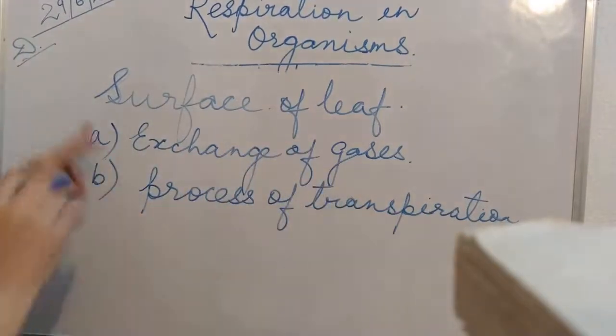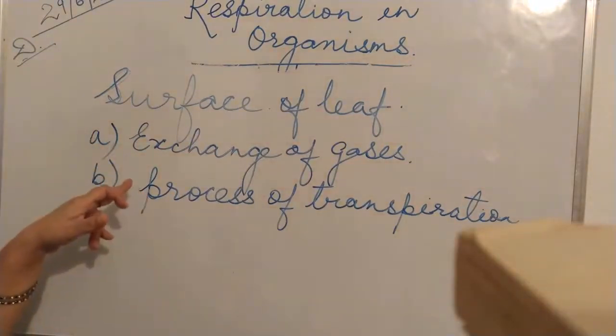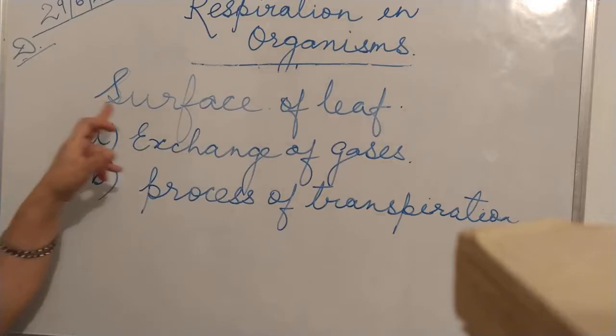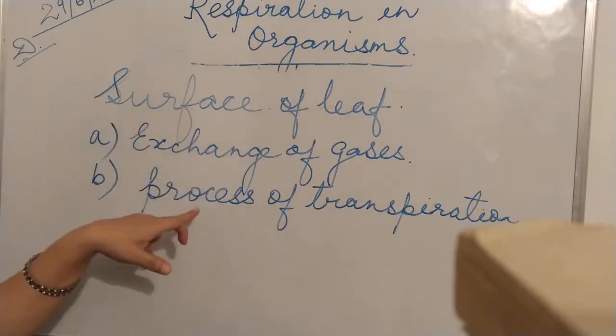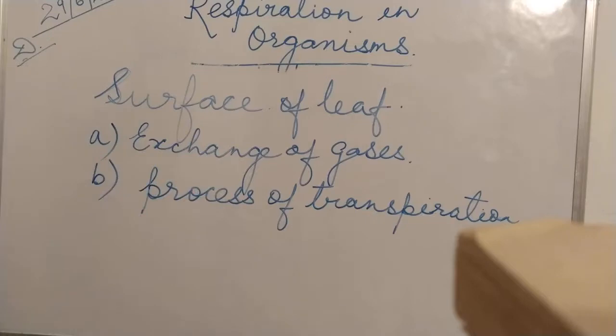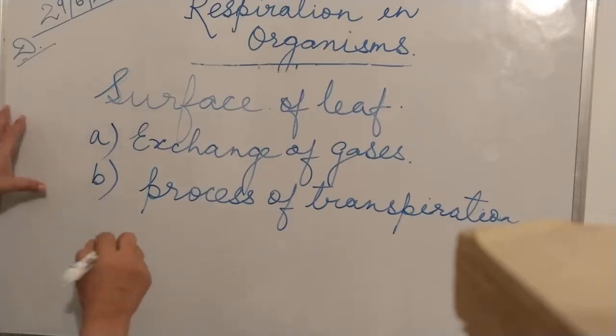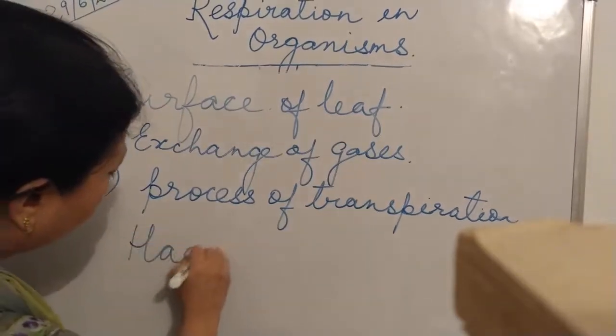There are two questions in this. Where are stomata found on a plant, and state their function. So stomata are found on the surface of the leaf in a plant, and they help in exchange of gases, and also help in the process of transpiration. Now fourth question is, how is oxygen transported from lungs to other parts of the body? Oxygen is transported with the help of hemoglobin.